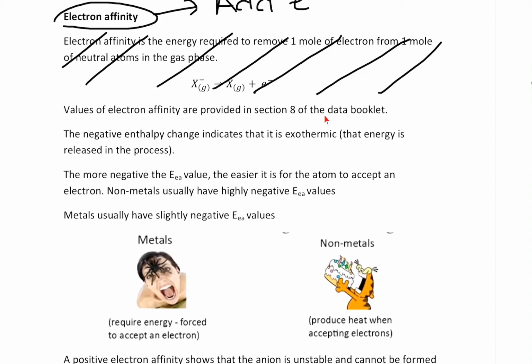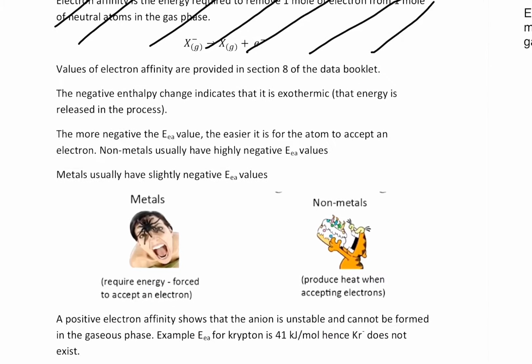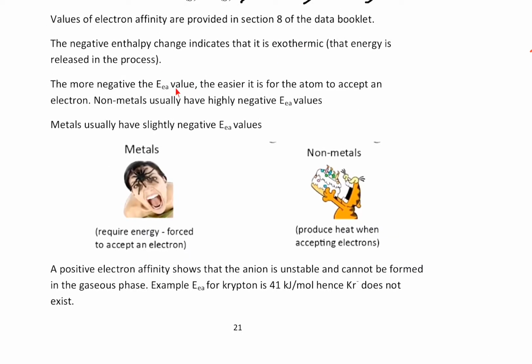Values of electron affinity are provided in section 8 of the data booklet, and here, as I mentioned, it's exothermic, energy is released, and the more negative the value, it is easier for the atom to accept an electron. And non-metals usually have high electron affinity values because non-metals will generally accept electrons.